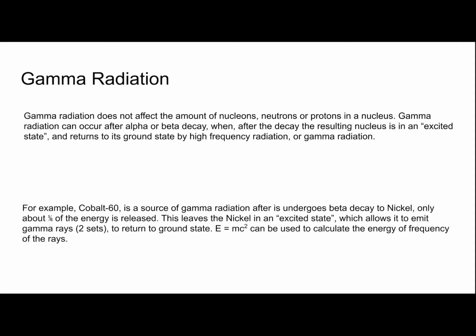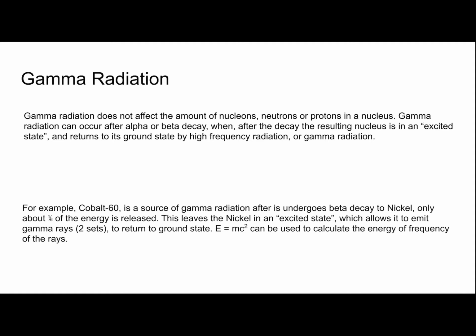For example, cobalt-60 is a source of gamma radiation. After it undergoes beta decay to nickel, only about 1/6 of the energy is released in the beta decay. So the rest of the energy is released in the form of gamma radiation. Because only 1/6 of the energy is released, nickel is in an excited state, which allows it to emit gamma rays, 2 sets of gamma rays, to return to its ground state.